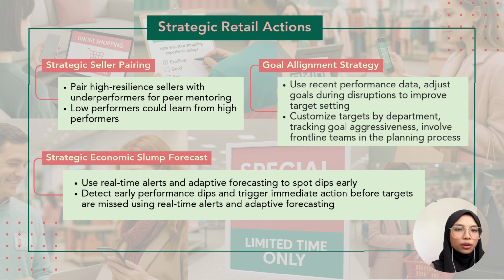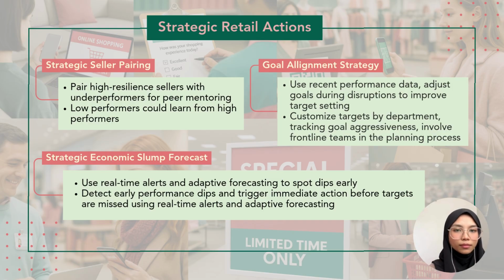For our Q4, on why sellers or departments miss their targets, we present a goal alignment strategy. Instead of blanket targets, we suggest customizing goals using recent performance data and department-specific trends. By involving frontline teams in goal setting and tracking goal aggressiveness, we can ensure the targets remain realistic, especially during disruptions.